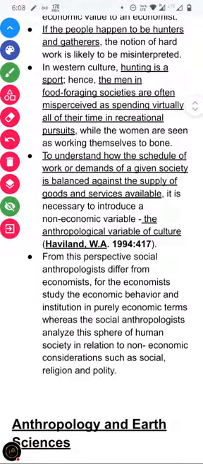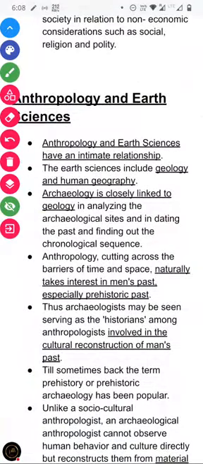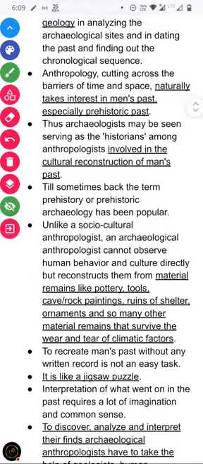That is the relationship between anthropology as well as its other disciplines, like earth sciences, political sciences, humanities, and sociology. So these are some behavioral sciences, life sciences, medical sciences. These are some disciplines which are related to anthropology and their disciplines.